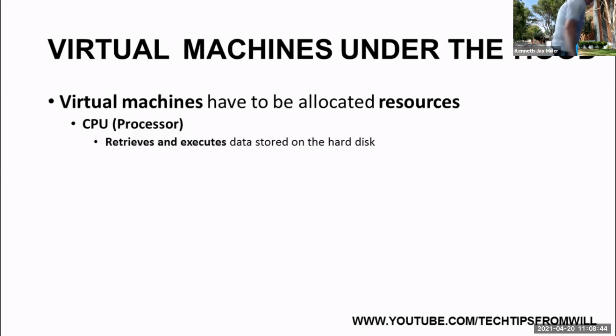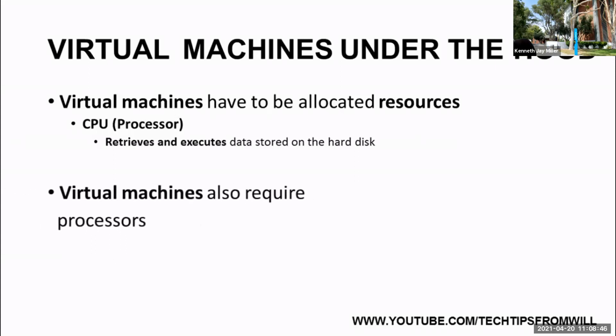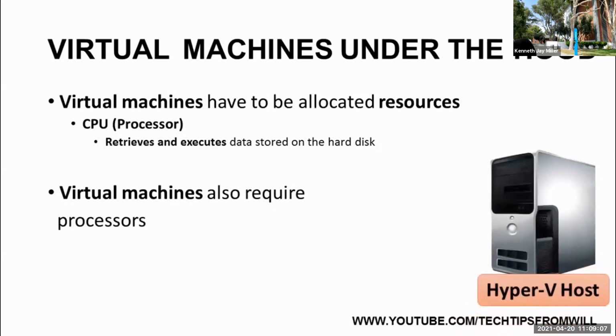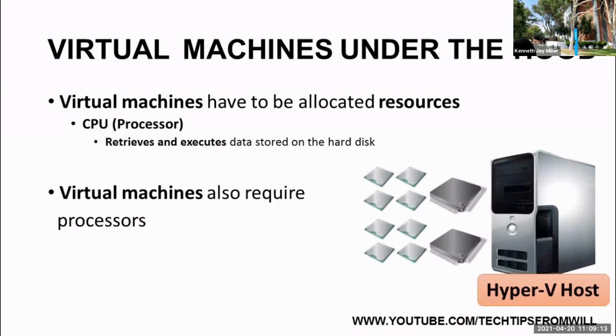Virtual machines, just like physical computers, have to have processors which can pull and execute data from their virtual hard disks. The amount of processor power that can be allocated to a virtual machine is dependent on the number of processor cores available in the Hyper-V host. For example, if the Hyper-V host has 2 physical CPUs, and if both of those CPUs are quad-core processors, this comes to a total of 8 processor cores, which can be assigned to virtual machines.